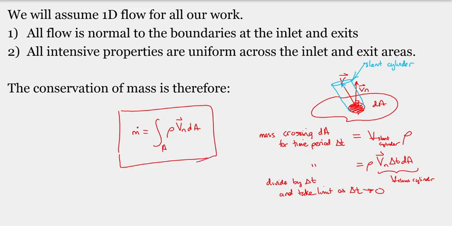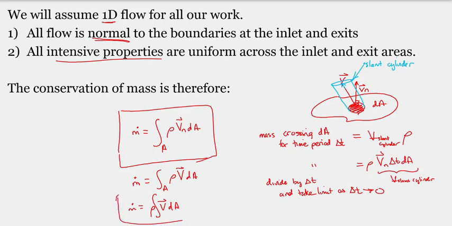Now, again, in our class, we're going to assume 1D flow, where all flow is normal to the boundaries at the inlets and exits, and all the intensive properties are uniform across the system exit. So that allows us to take this expression and simplify it to density. We're going to assume that density is constant across the area, but we can drop all of the normal notation here like this. So ultimately what we're able to do, let me squeeze my integral in there, is do this.